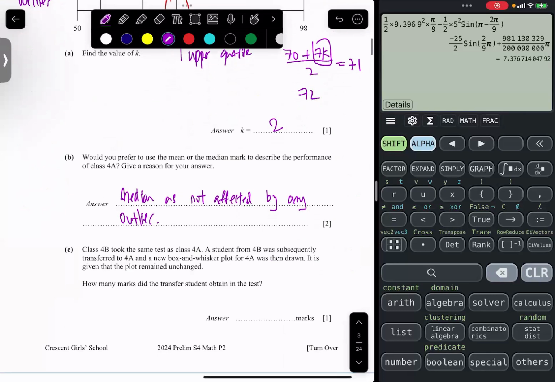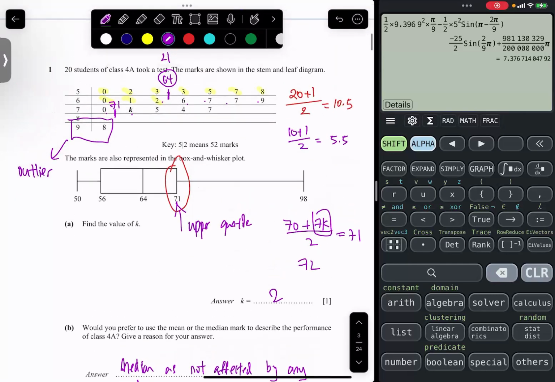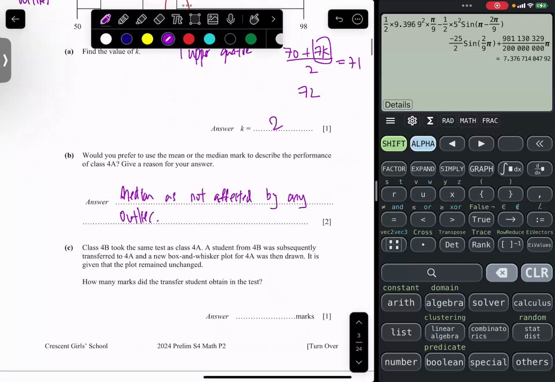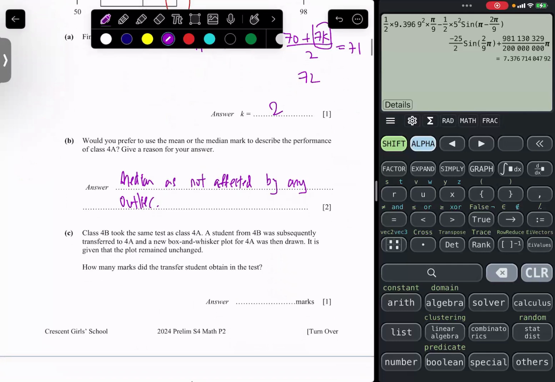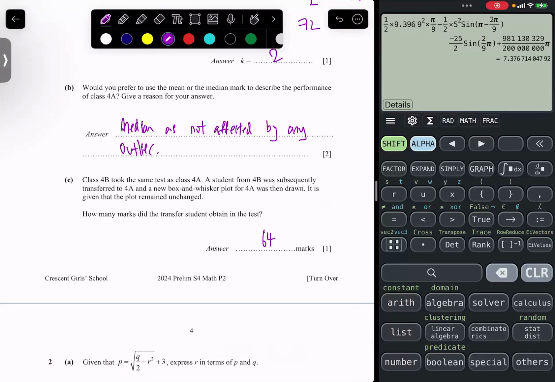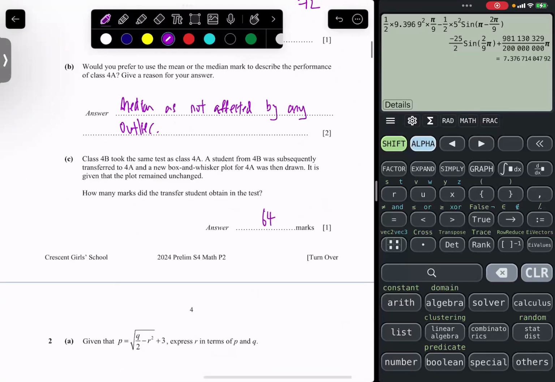Let me think. That the plot remains unchanged. Okay, so it's not the lowest, it's not the highest. And then adding this person in, there'll be 21 data. So this guy must score 64, but the upper quartile and the lower quartile will have changed.